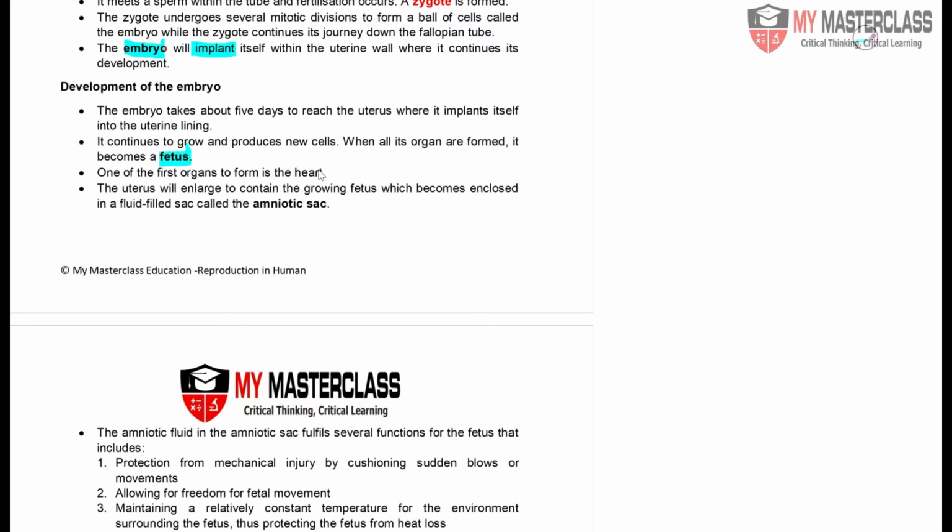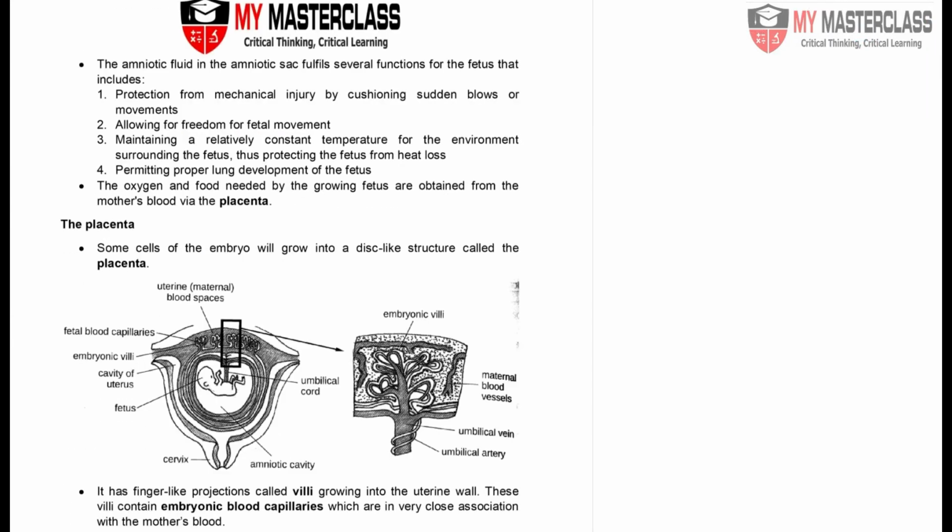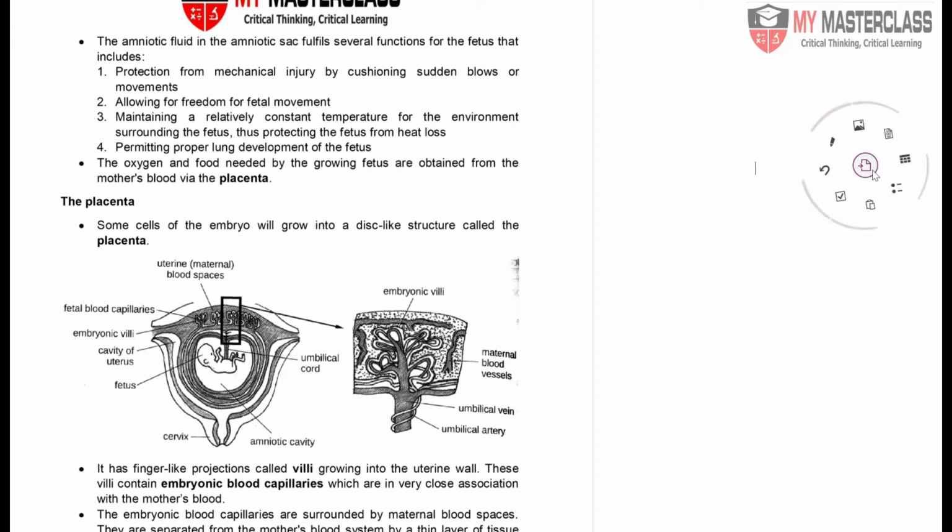Okay, and the heart is one of the first organs that will be formed. Of course the uterus will continue to enlarge, which is why pregnant women's bellies get bigger and bigger. The reason is that the fetus becomes enclosed in a fluid sac, which is called the amniotic sac. The amniotic sac contains fluids to support the infant in multiple ways, which we can see in points 1 to 4 here.